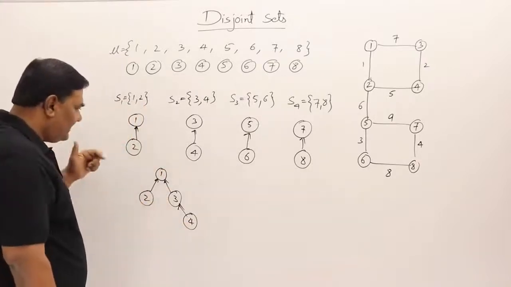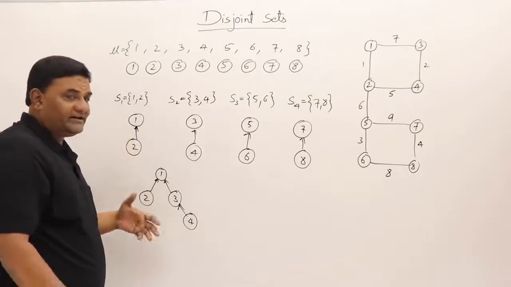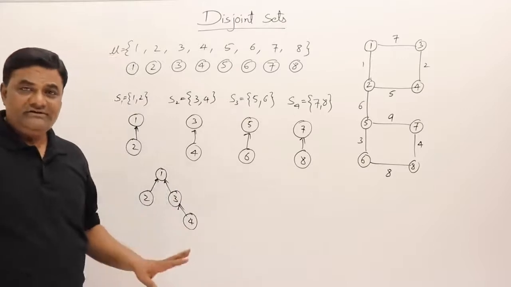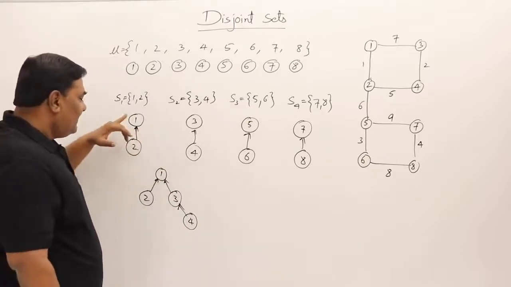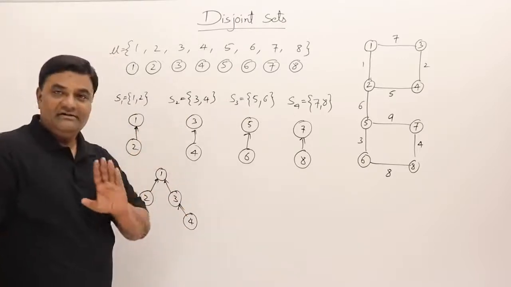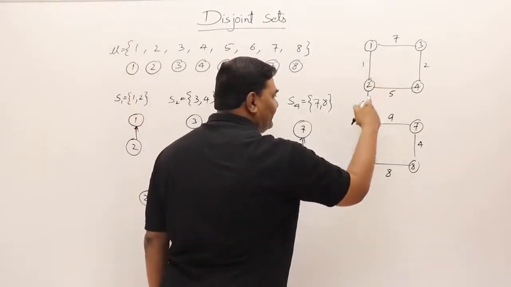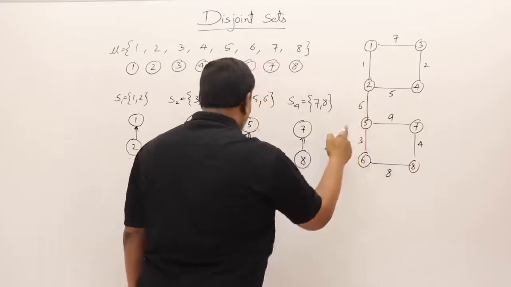You may be asking why didn't you select 3 as a parent? If you want, you can select that one also. It makes no difference. Whether you take 3 as a parent and make 1 a child of 3, it makes no difference. Then next one, after the 5th, the 6th one is 2, 5.